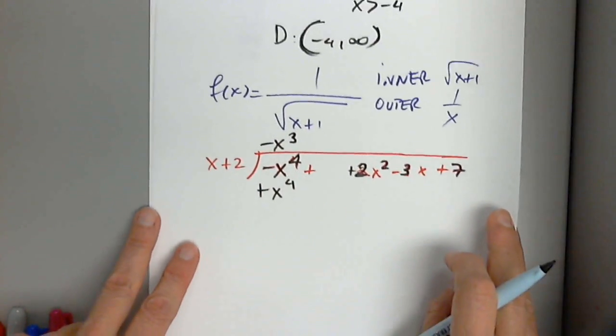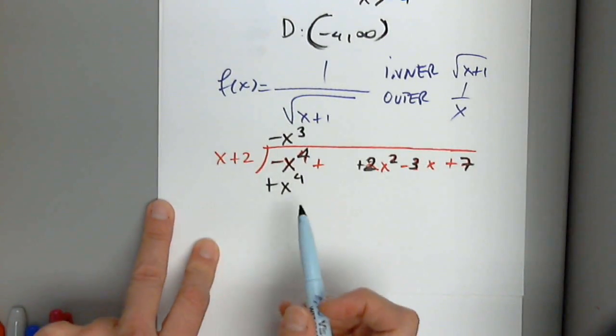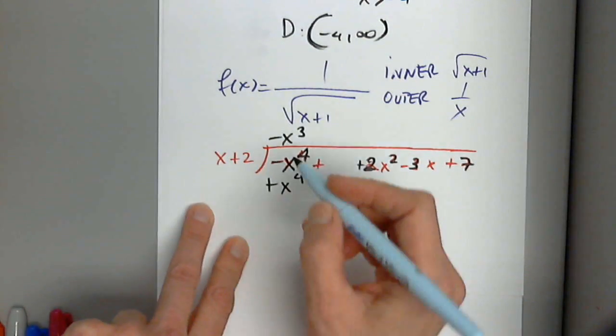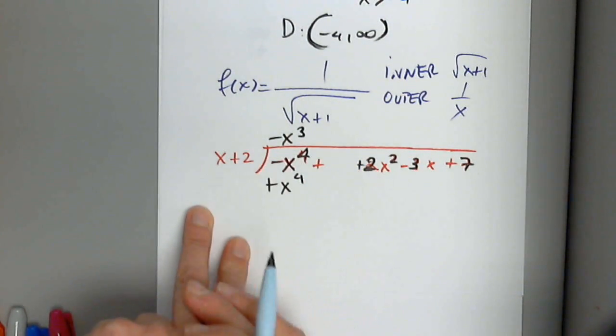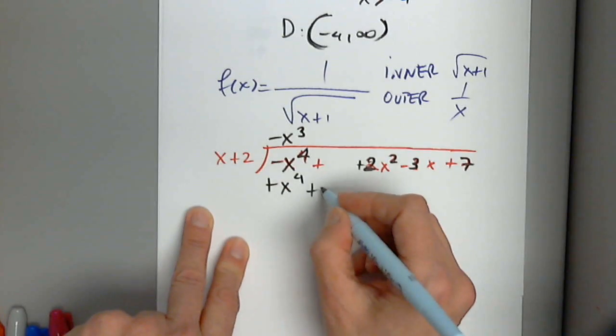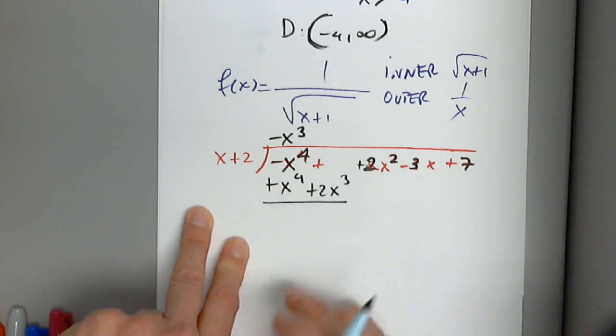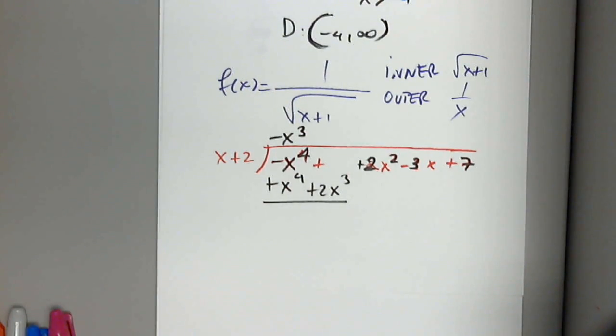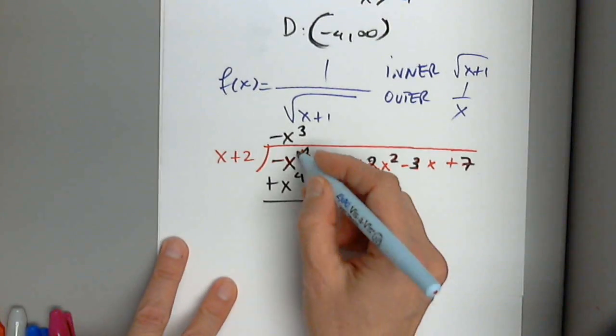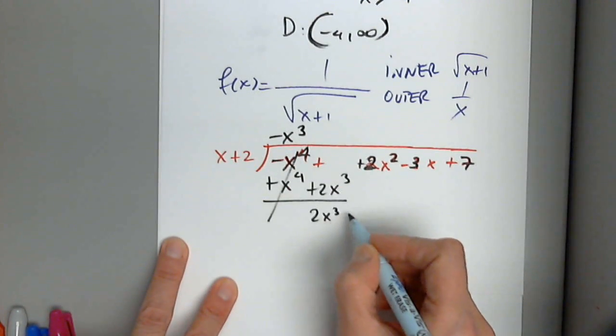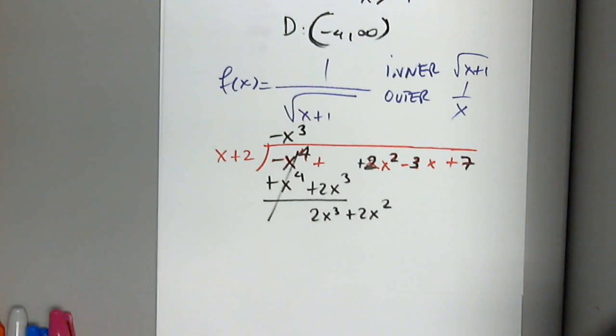Very good. So negative x cubed times x is negative x to the fourth, subtract. Negative x cubed times 2 will be negative 2x cubed, subtract. I have to write the opposite. I subtract the negative quantity, which is positive now. I bring down 2x cubed and plus 2x squared.